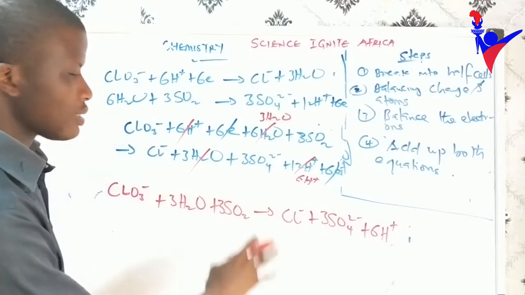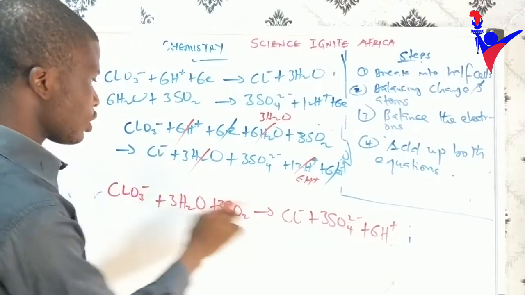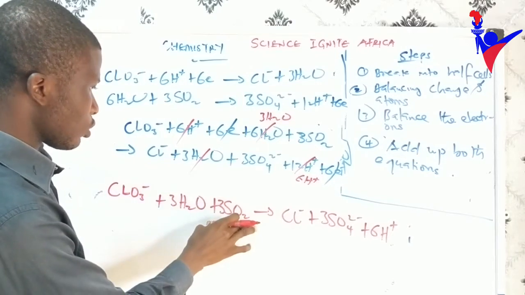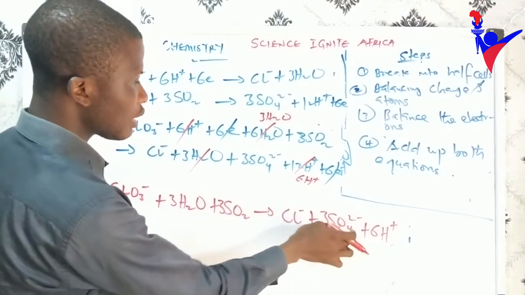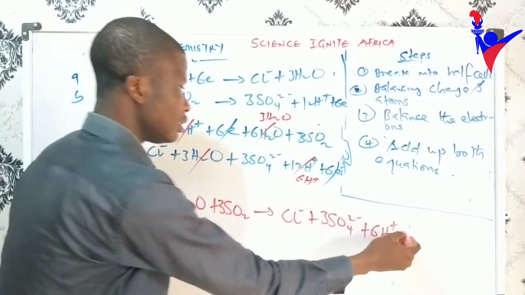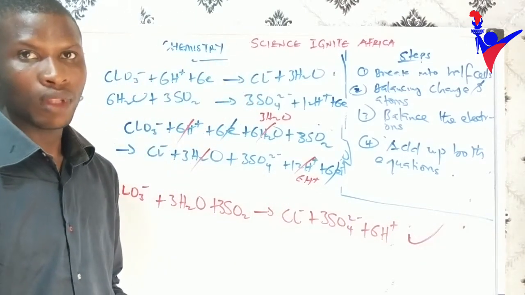And when you look at this, you realize it's balanced. You have 6 hydrogen, you have 6 hydrogen. You have a chlorine, you have a chlorine. You have 3 here, 3, 6, 6 plus 6, that's 12 oxygen. And what do you have here? 3 times 4, that's 12. You have 3 sulfur here, you have 3 sulfur here, and this is the equation you are required to provide. It is as simple as that.